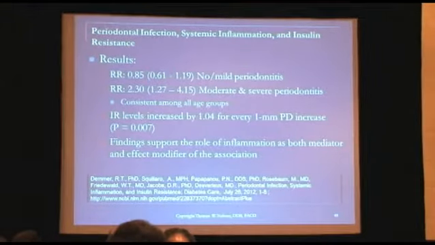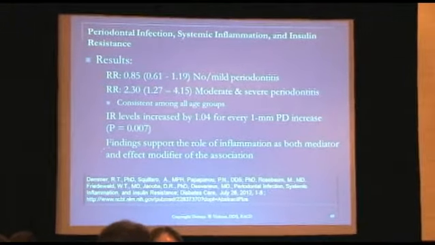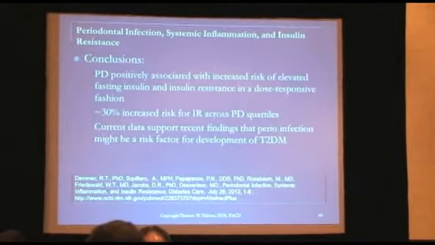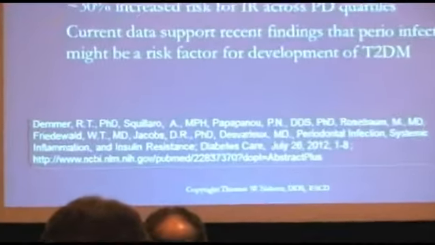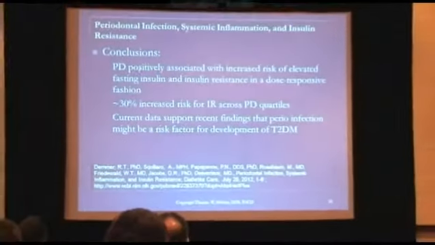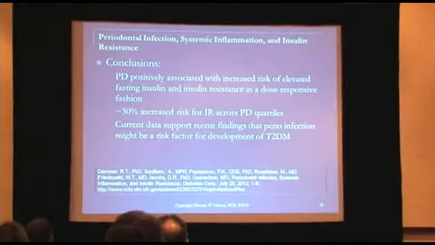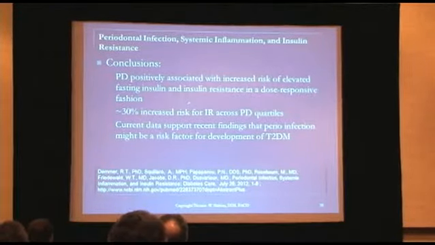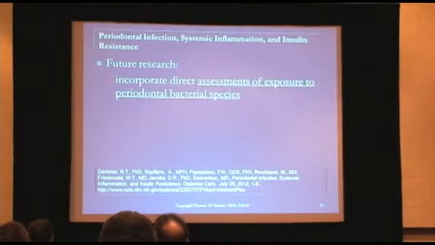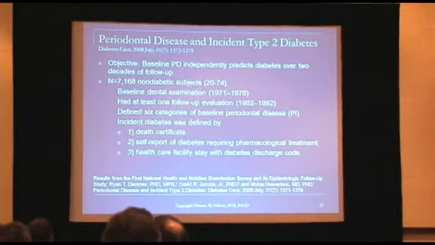In fact, they said further that for every 1 millimeter of periodontal disease attachment loss, insulin resistance levels increased by 1.04. Thus, these findings do support the role of inflammation as both a mediator and an effector of insulin resistance. The conclusion here positively associated the risk of elevating fasting insulin and insulin resistance in a dose-responsive fashion. In this particular study, they found approximately 30% increased risk for insulin resistance across all periodontal disease quartiles. They also mentioned that some studies are looking at specific bacteria, and they think this study would have been better if they'd looked at specific bacteria, and hopefully they will go back and look at specific bacterial species.